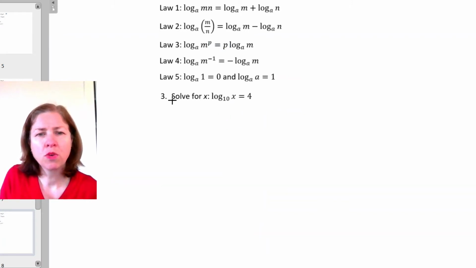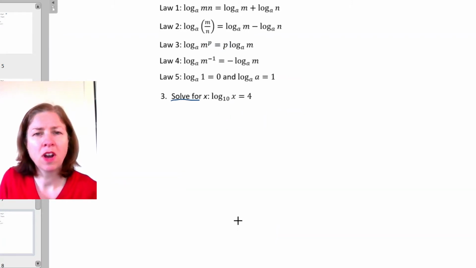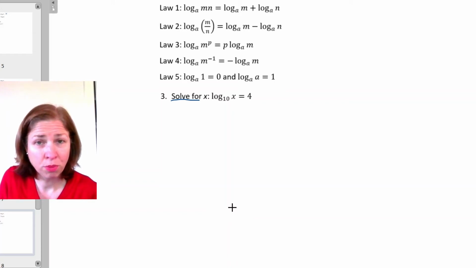Now we're solving equations. We're no longer simplifying. We need to find x. I'm going to suggest you pause and do it yourself. This one is very straightforward. We're using the fact that this can be rewritten as an exponential.